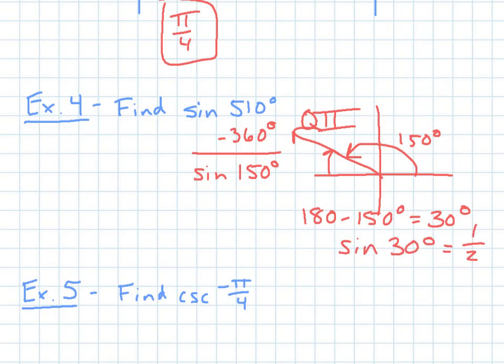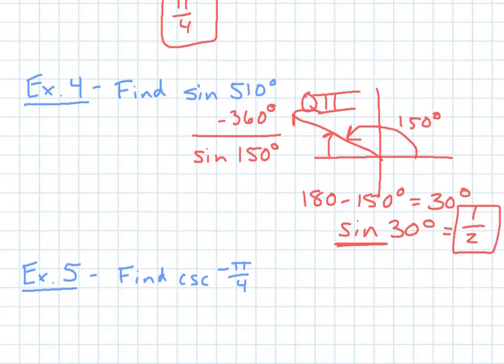Now the reason why I showed you the positive trig functions is because I have sine here. I need to check whether it's positive or negative in that quadrant. And so sine is positive in the second quadrant, so that means it's no change from the 1/2 that's in the first quadrant. Okay? So then 1/2 is my answer.